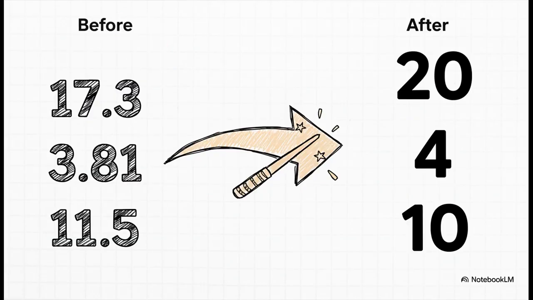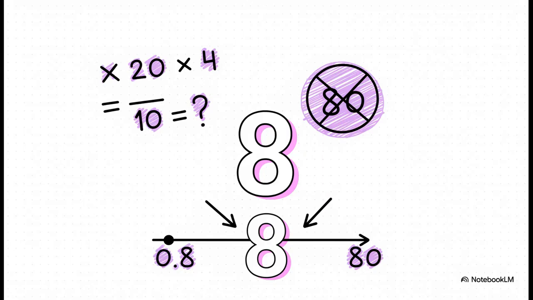Well, here's the trick. You just round every number to 1 significant figure. So 17.3 becomes 20, 3.81 becomes 4, and 11.5 becomes 10. And just like that, this monster of a problem turns into something you can do in your head. And there it is. 20 times 4 is 80, divided by 10 is 8. Simple. Now we have a benchmark. The real, precise answer should be somewhere close to 8.